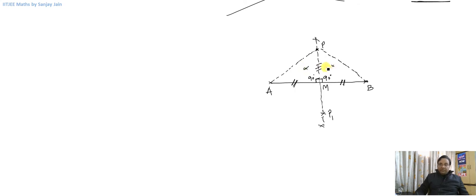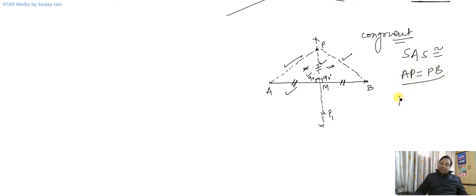So if you look at these two triangles, they are congruent to each other by the side angle side congruence criterion, right? Now if these two triangles are congruent, then corresponding parts of these congruent triangles will be equal. So this side AP will definitely be equal to PB. So AP will be equal to PB. That means P is equidistant from A and B, right? This will be true for any other position of P on this perpendicular bisector.